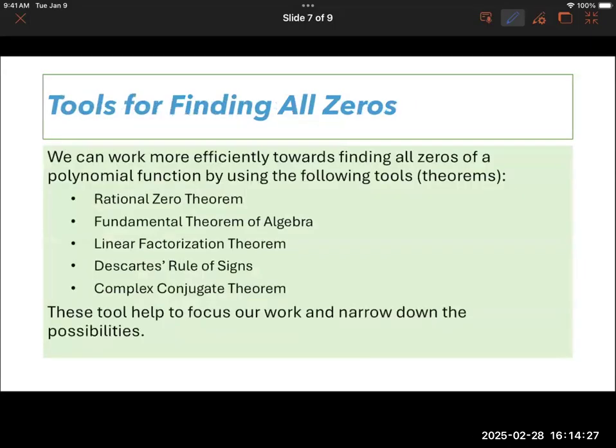All right, so we're going to pull all of this together now using the rational zero theorem from the other video. If you're not sure about that, please check out the other video. The Fundamental Theorem of Algebra, the Linear Factorization Theorem, Descartes' Rule of Signs, and Complex Conjugate Theorem. We're going to use all of these tools that we now have to try to work as efficiently as possible towards finding all of the zeros for a polynomial function. These tools are going to help to focus our work and narrow down the possibilities of what those zeros might be.